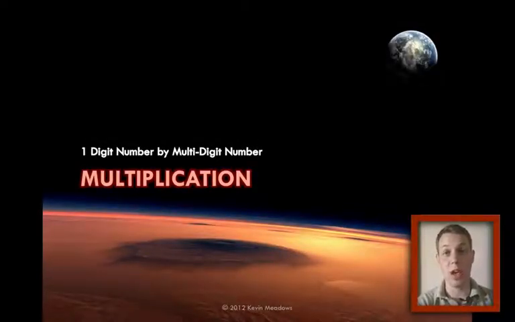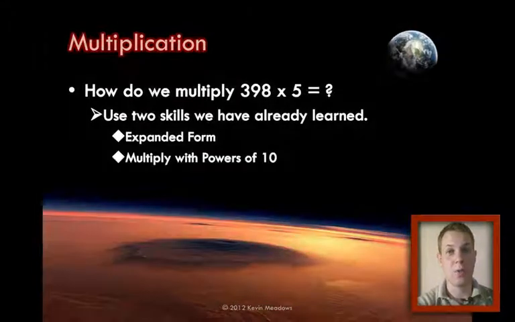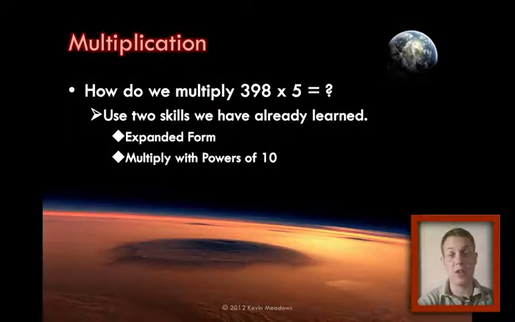Today we're going to learn how to multiply a one-digit number by a multi-digit number. Okay? So the first problem we're going to look at is how do we multiply 398 times 5? Now you might be thinking that's got to be impossible because, well, gee, we can't memorize our multiplication tables all the way to 398. Well, you don't need to. All we need to do is use two skills that we have already learned: expanded form and how to multiply with the powers of 10.